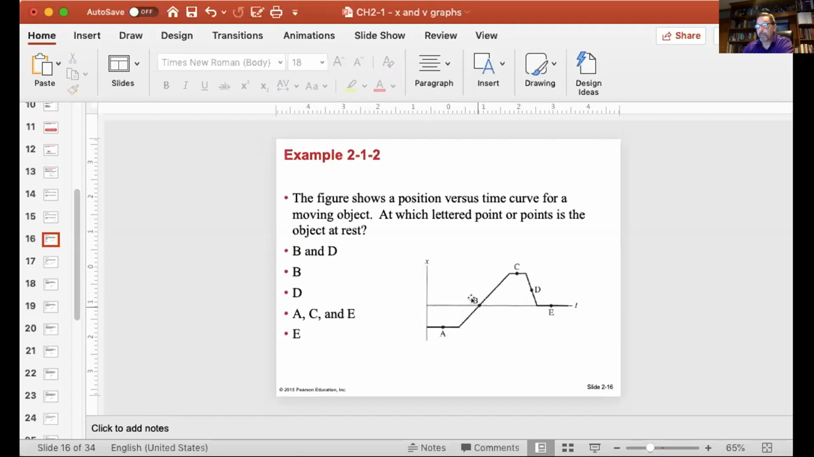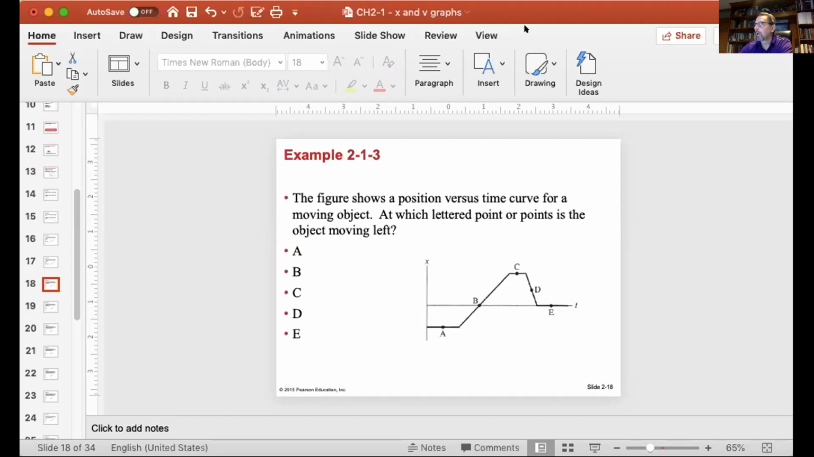Now, if you went with B, okay, B is at the origin, but it's moving. You can see it's along a line that has a slope. So there is a speed right there because the position is changing. Just because you're at the origin doesn't mean you're at rest. All right, so we'll move on to the next one. Yep, it's A, C, and E. Here's the next question. Let me stop sharing this and open up the next poll.